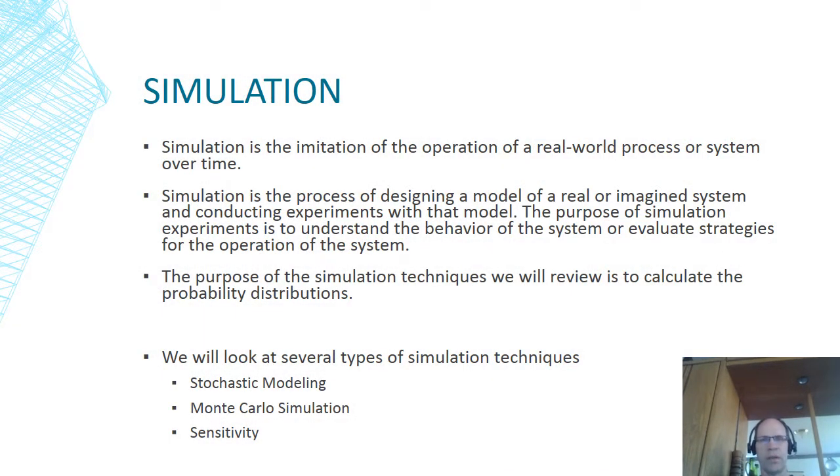What do I mean by simulation? Well, simulation simply is the imitation of the operation of a real-world process over time. And it's the process of designing a model of a real or imagined system and then conducting experiments with that model. And the purpose is to understand the behavior of that system or evaluate strategies for the operation of that system.